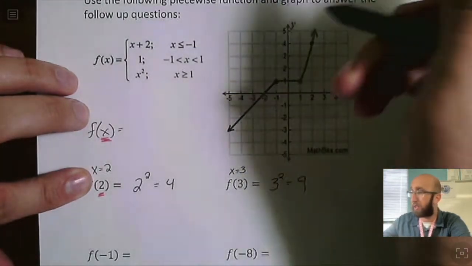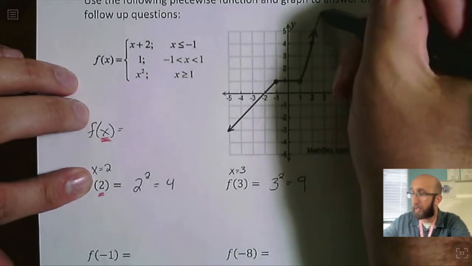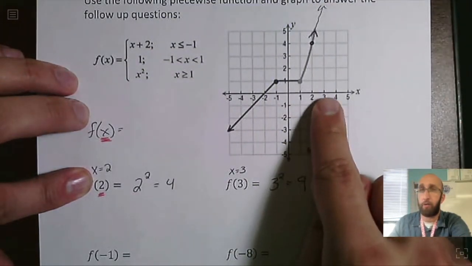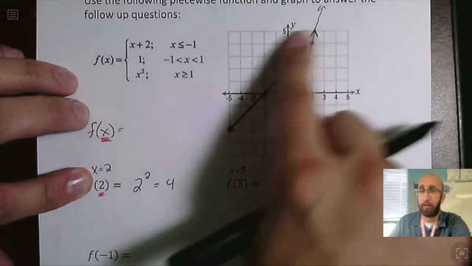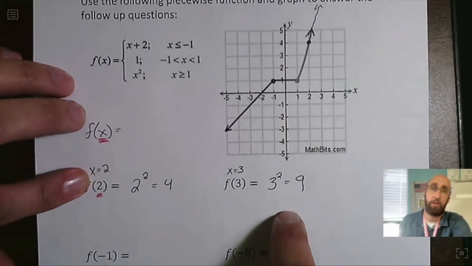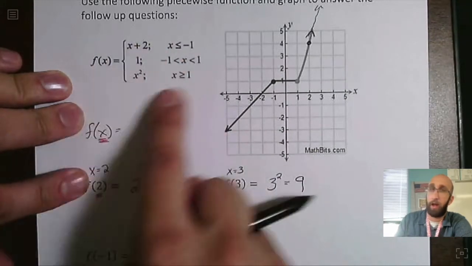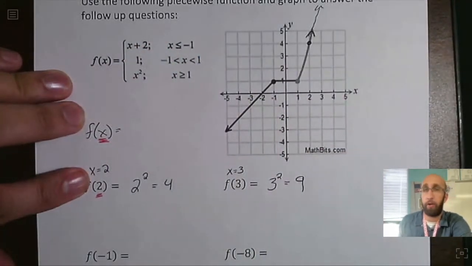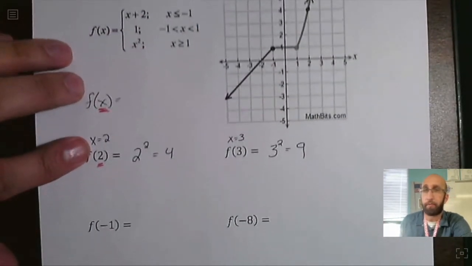But the issue is our graph, although it does continue on, we don't know exactly where it's hitting there. So the graph on this particular one is not helpful. That's why it's good to know how to use the equation or how to use the graph.